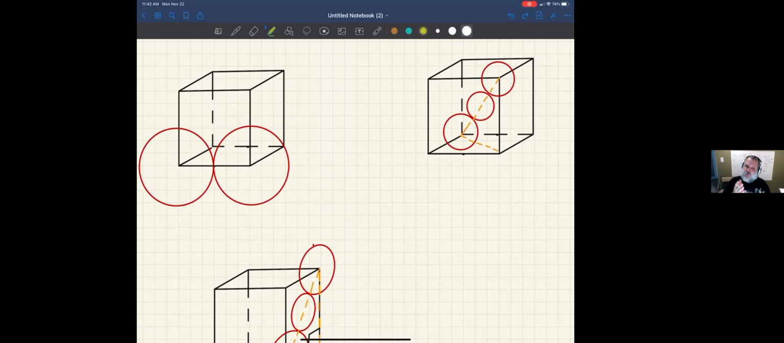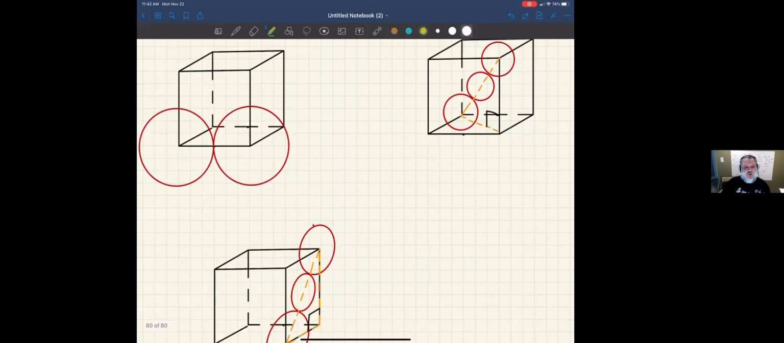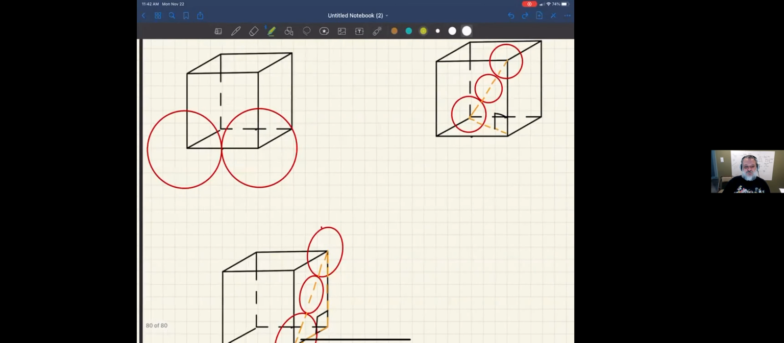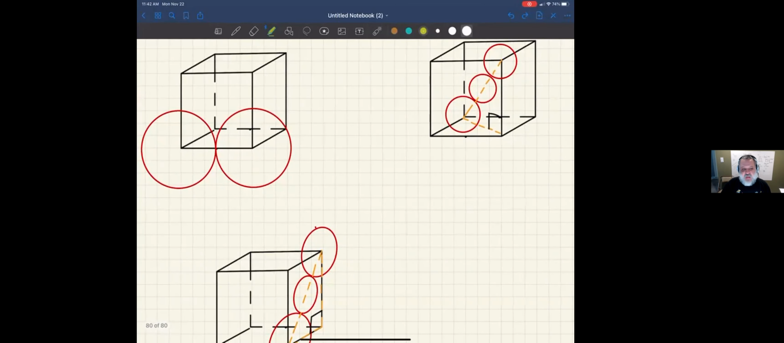So this is a different triangle. This triangle only has one edge of the cubic unit cell in it. But it's still a right triangle, with only one of the unit cell edges involved in the triangle. So it's a little bit more complicated. Now, we have to use some geometry. We're going to have to use the Pythagorean theorem.